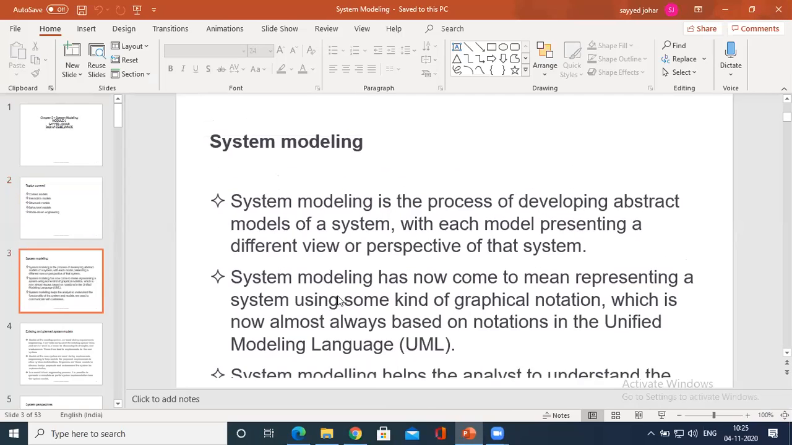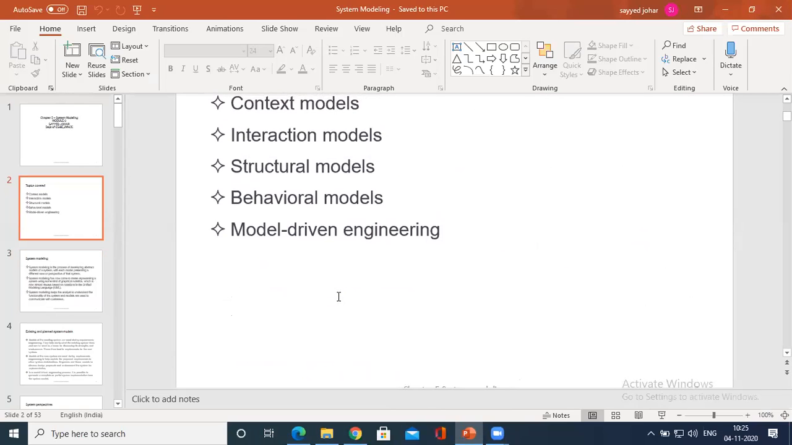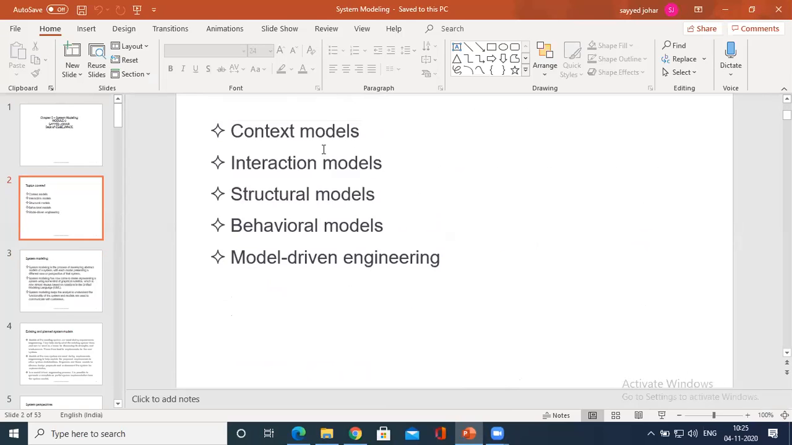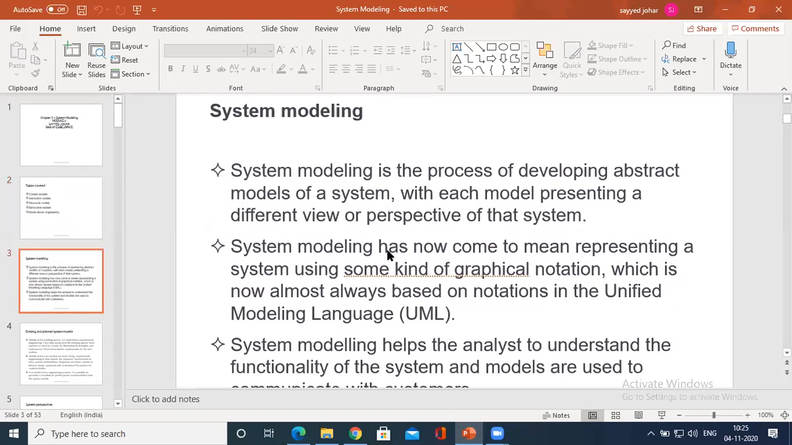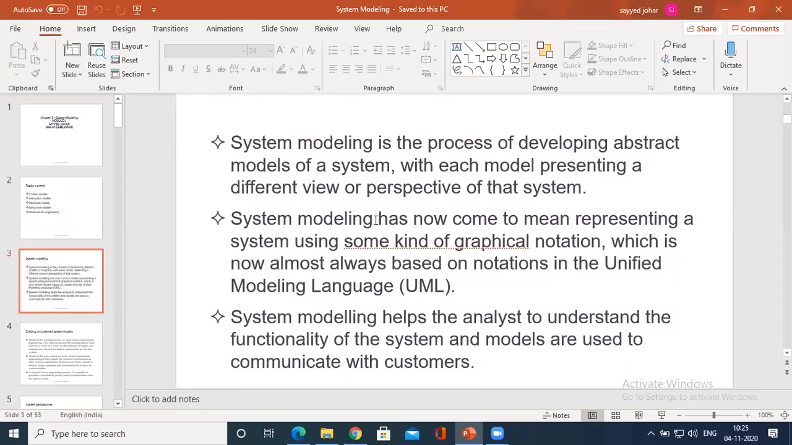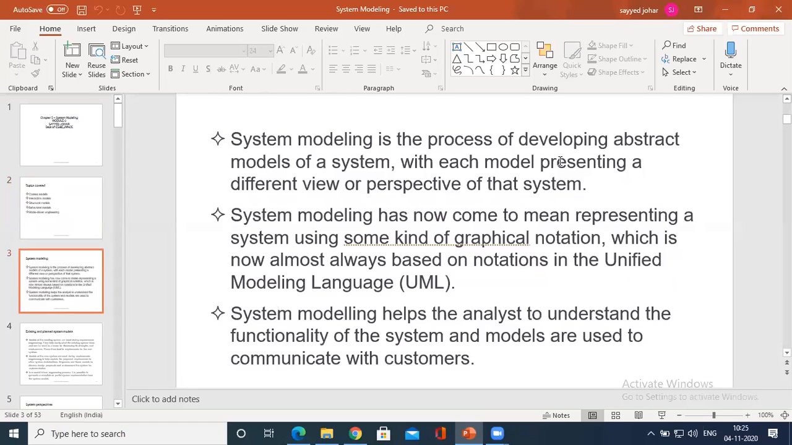So coming to the concept of context model, what is system modeling? Before we go to the context model, all these things are models. So what is system modeling? Theoretically defining, it is the process of developing abstract models of a system, with each model representing a different view or perspective of the system. This is a theoretical definition.